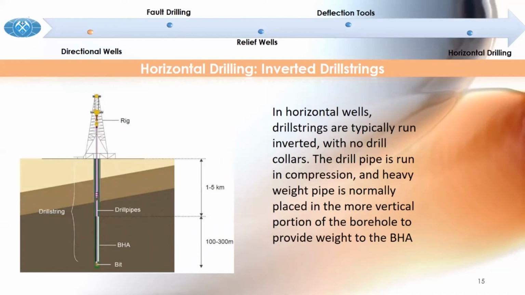In horizontal wells, drill strings are typically run inverted with no drill collars. The drill pipe is run in compression, and heavy weight pipe is normally placed in the more vertical portion of the borehole to provide weight to the bottom hole assembly.